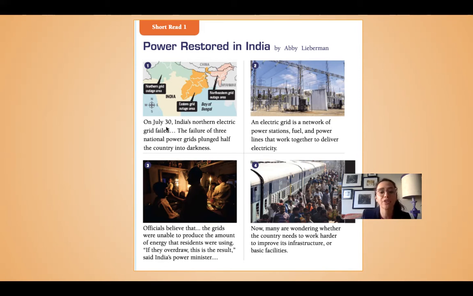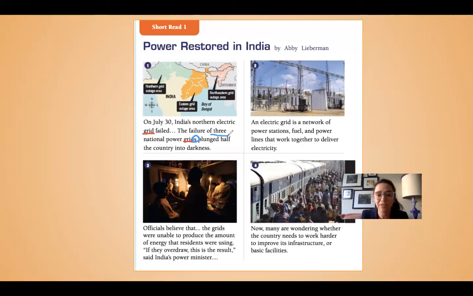On July 30th, India's northern electric grid failed. I found one noun and I'm going to identify it. Here I have the noun grid. The failure of 3 national power grids plunged half the country into darkness. Now I see that it's mentioning 3 national power grids, so I know it's more than one because it says 3 of them. And here we see the noun again, grid, and now we are adding an S to it because it's more than one.